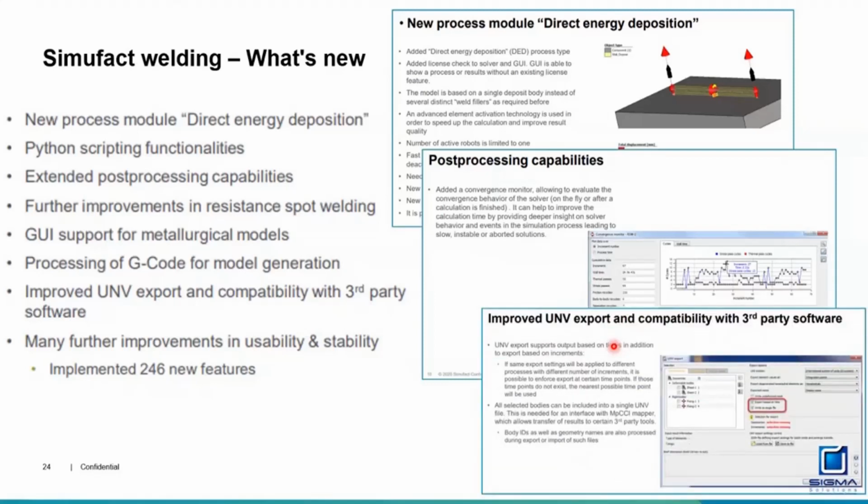Then we have an export option. This is one of the requests from many customers. After welding, they wanted to do structural strength or durability analysis, so they wanted to export these results for third-party software. Now we have introduced a UNV export option in the latest version, so that you can directly export in UNV file format and use it in any other tools for durability or strength analysis. Apart from that, there is a lot of improvement on importing G-code if you are doing the direct energy deposition method.